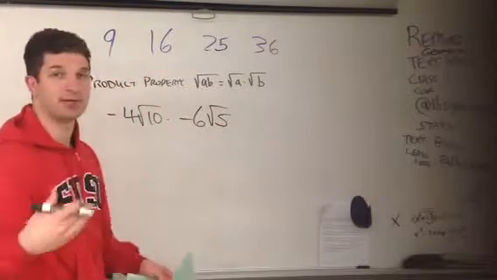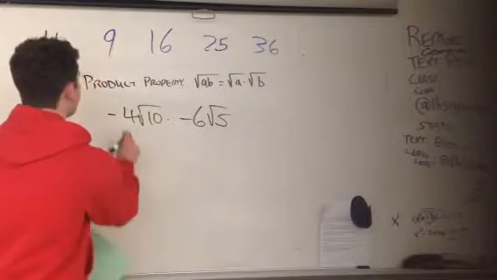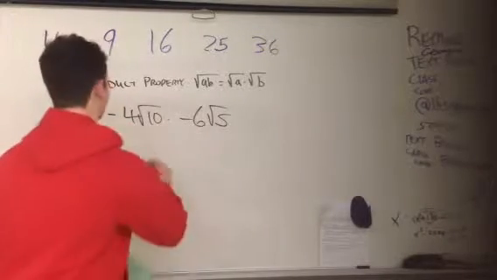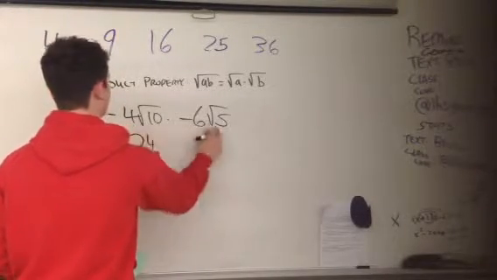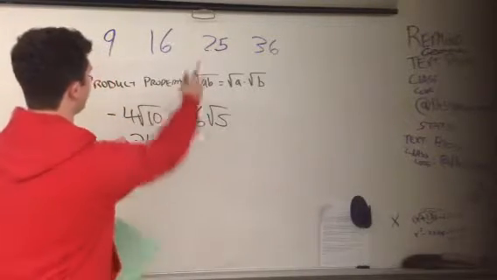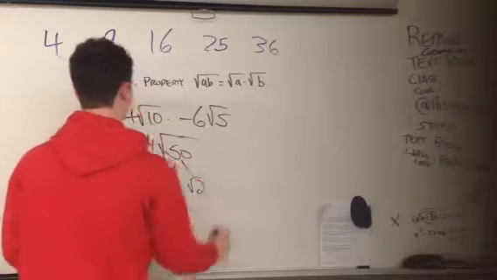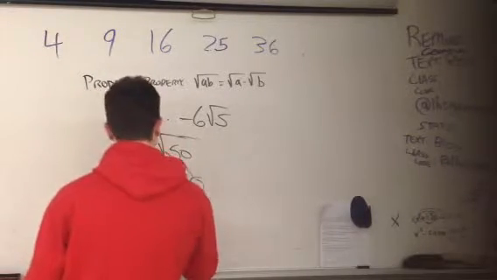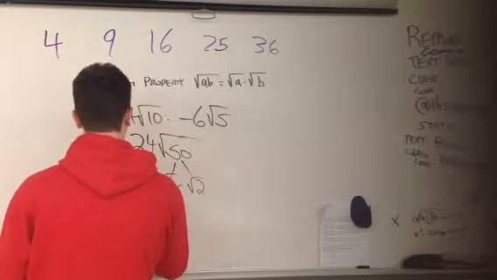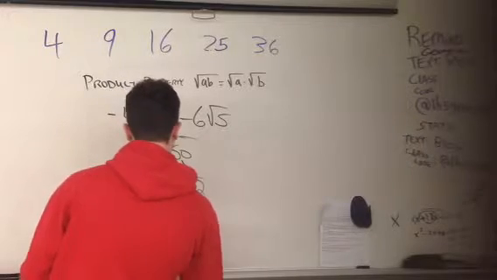Okay, we should be able to be pretty quick and pretty proficient with this by the end of the video. Negative 4 times negative 6, 24. 10 times 5, 50. What can I pull out of 50? Well, I can pull out the square root of 25. What's the square root of 25? 5. So we have 5. Bring down my 24. 24 times 5 square root 2 is 120 square root 2.